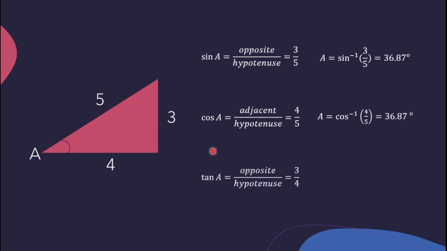So, in tangent A, opposite over adjacent, which is 3 over 4. Same process, transfer tangent to the other side. A is equal to tan inverse of 3 over 4, which is 36.87 degrees. So this is the angle that we are looking for.